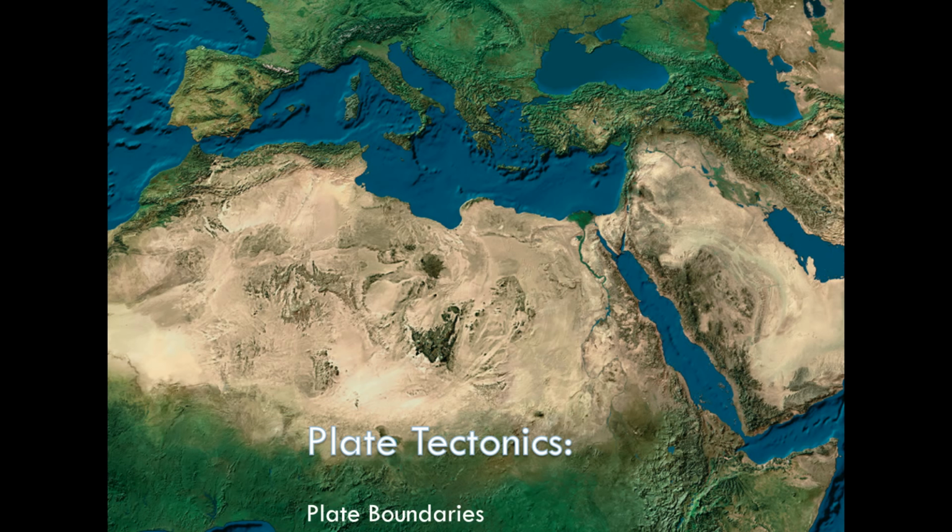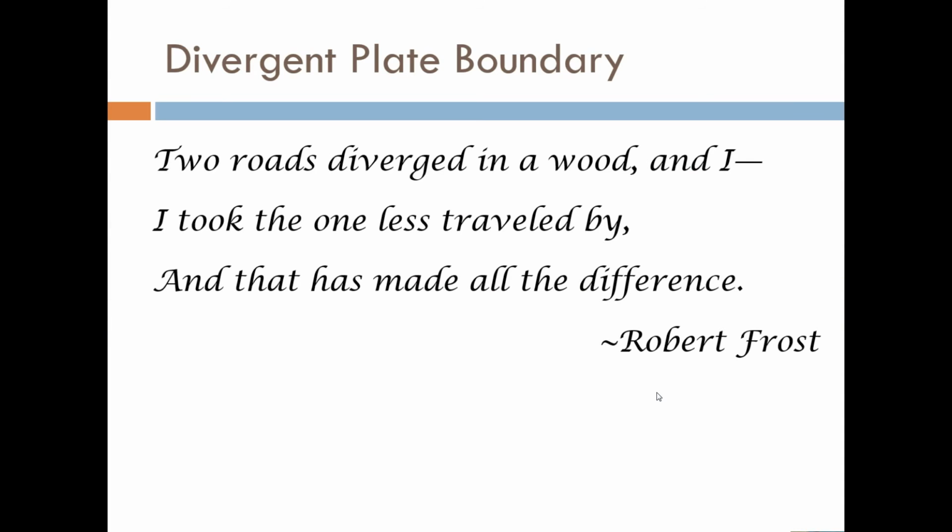In this video, we're going to look at the different types of plate boundaries on Earth. So the first plate boundary is called a divergent plate boundary, and I like to think about this poem by Robert Frost. You've probably heard it.